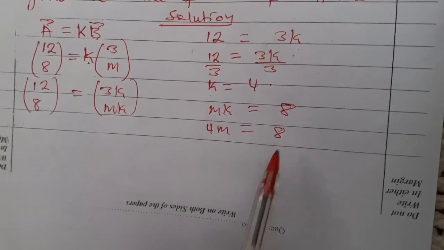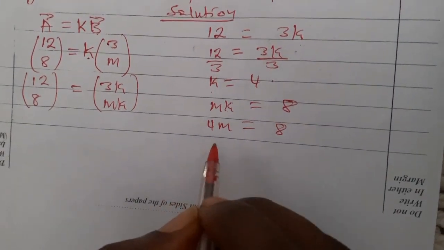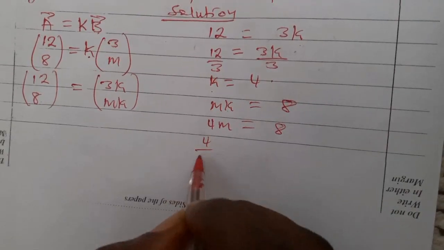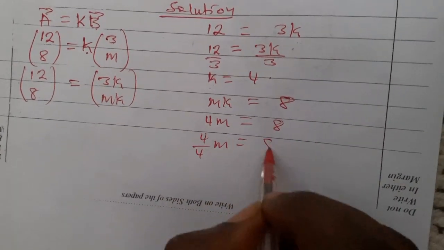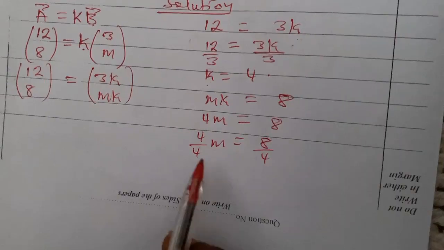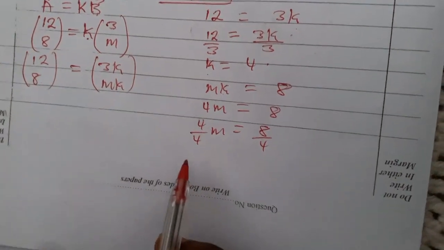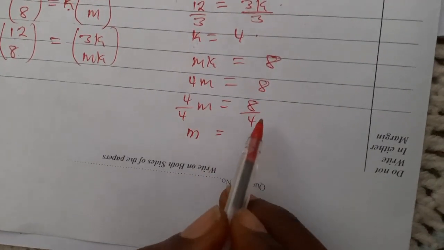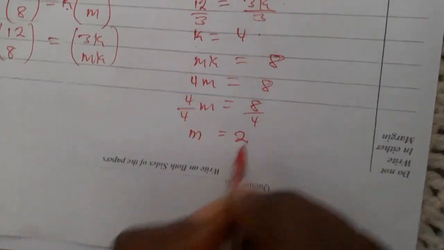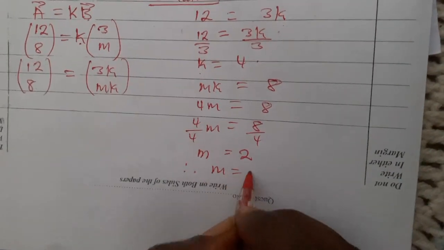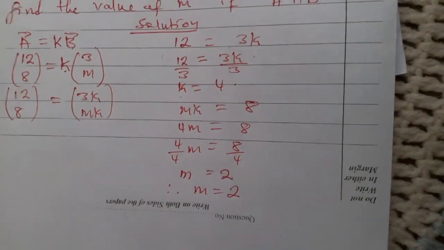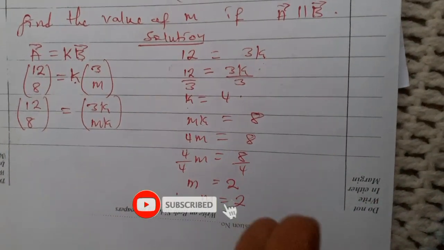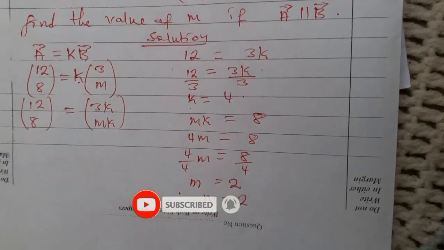8, right? Now, to find the value of m, I need to divide both sides by the coefficient of what? m. And the coefficient of m is what? 4. So 4m over 4 is equal to 8 over 4. 4 divided by 4 is what? 1. So we're going to have 1 times m, which is m. And then 8 divided by 4 is what? 2. Therefore, my m is equal to 2, given that A and B are parallel vectors.